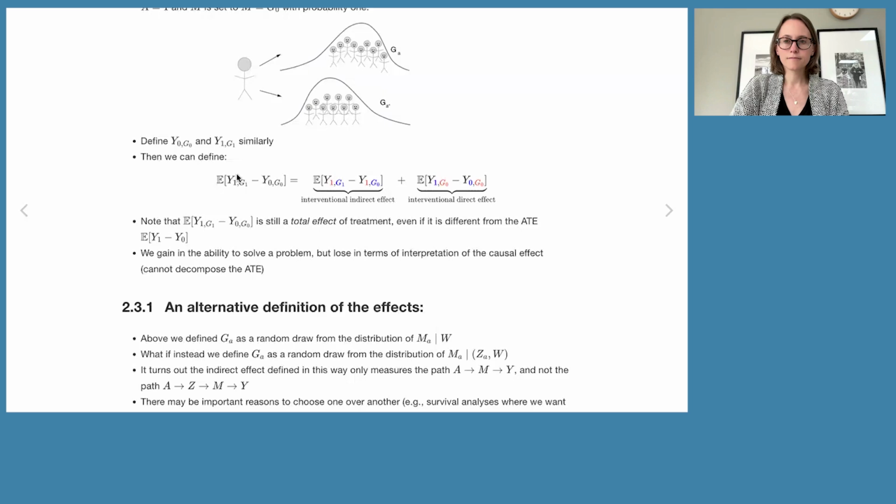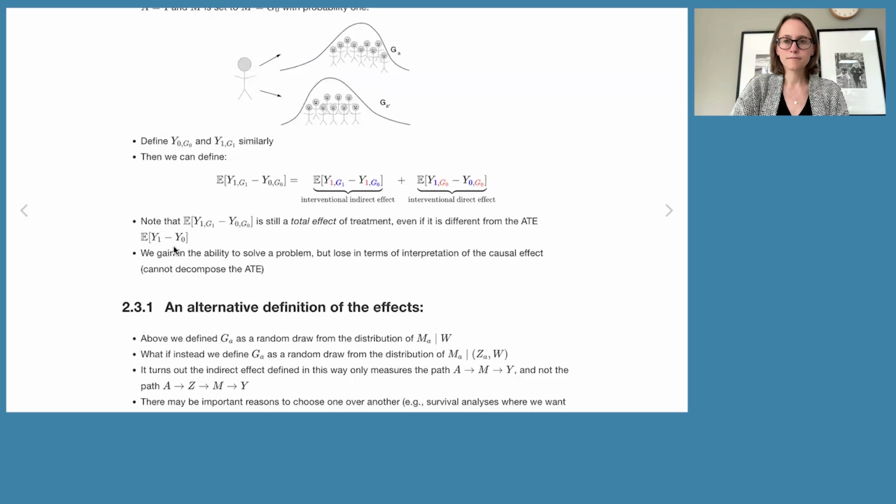I do want to talk for a minute about what's on the left-hand side of this equation, which is, note that this is still a total effect of treatment. If we do have the presence of those intermediate confounding variables Z in our DAG, we expect it to be slightly different, or it could be a lot different. We expect it to be different from the average treatment effect. And so that is a downside of these types of effects.